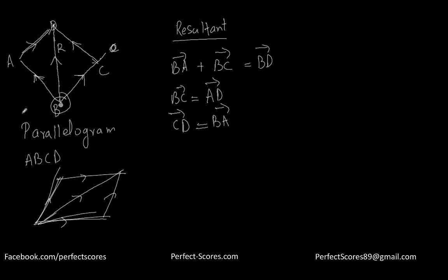What if both the vectors did not have the same starting point? Let's say, for example, they had different starting points. Then what are you going to do? So what about different initial points?